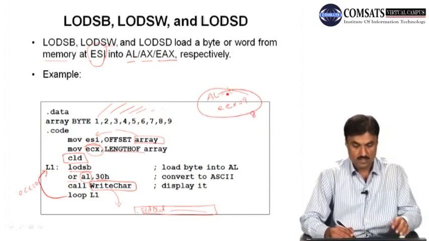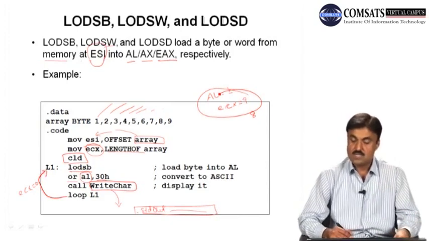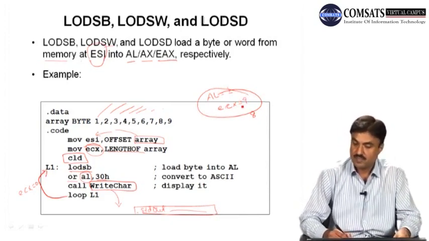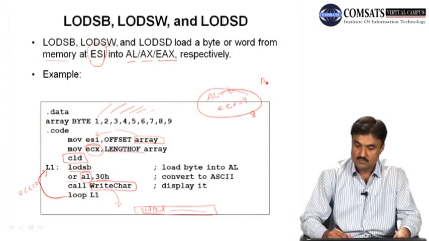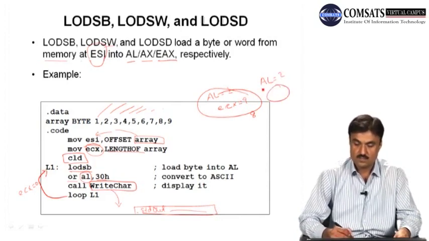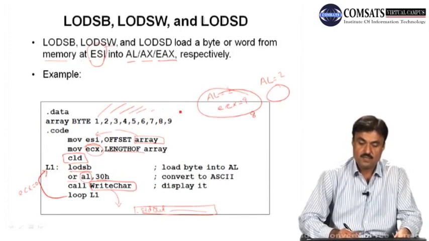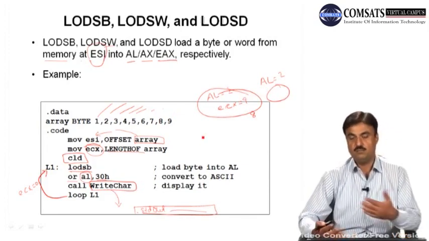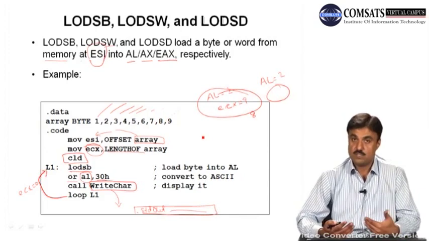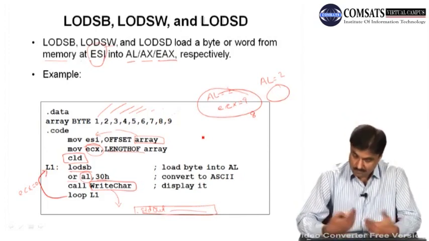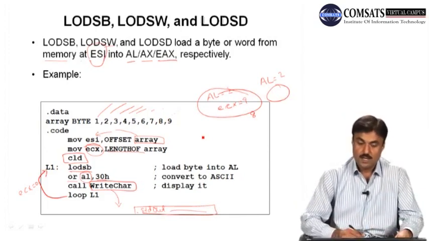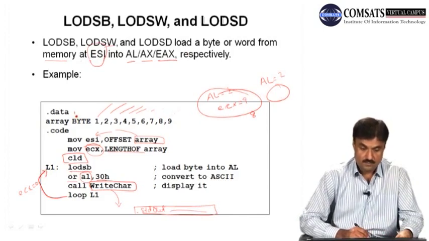And the second byte, because ESI will be incremented automatically. So in the next one, AL will be equal to 2, and it will be converted to ASCII, and so on. In this way, you can repeat it 9 times, and it will move the byte pointed out by ESI into the AL. In case it is a word, then what will happen?